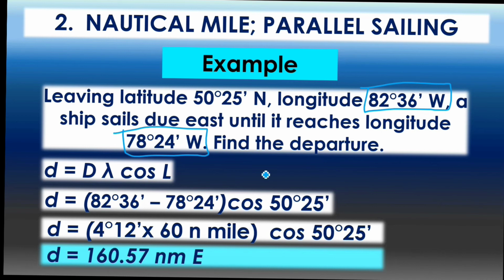Because remember in our drawing a while ago, we do have point A, with a longitude of 82 degrees and 36 minutes west. And then it is said that the ship is due east. So going to point B with a longitude of 78 degrees and 24 minutes, the ship is actually heading east. So the departure is this.